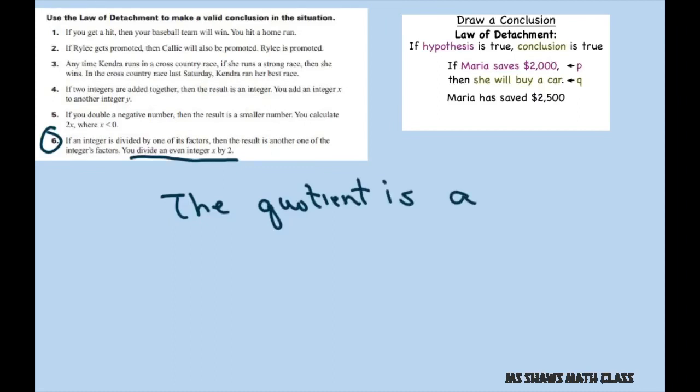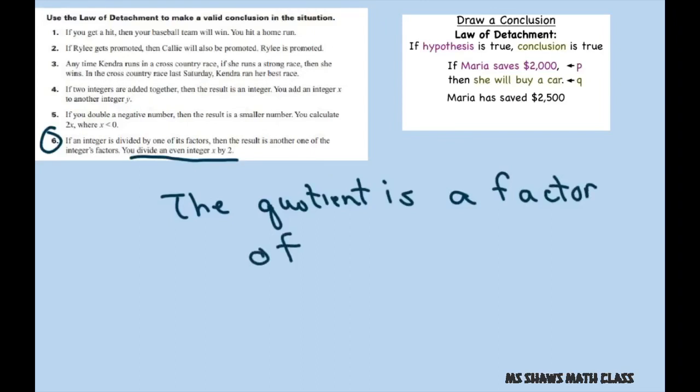All right, and the last one, if an integer is divided by one of its factors, then the result is another one of the integer's factors. You divide an even number x by 2. So an even number is always divisible by 2. So you could say the quotient is a factor of x.